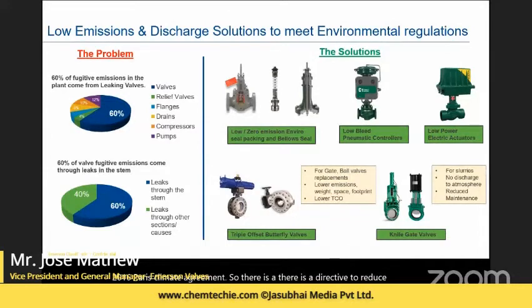So 60% of the emissions which happen in the plant come from valves, and out of that 60%, again 60% of the emissions from a valve come from its packing area. So what are the solutions available there? There are a lot of low emission enviro seal packings available, which typically meet an EPA requirement of less than 500 ppm or less than 100 ppm in the US, and there are also other more stringent solutions available like bellow seals, which reduce the emissions from the valve packing even further.